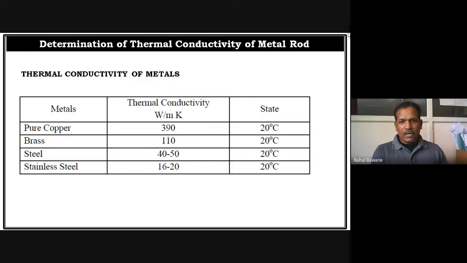Now the copper material is there in our equipment also, and for pure copper the thermal conductivity is 390 watt per meter Kelvin, calculated at 20 degrees centigrade. There are different materials, brass, steel, stainless steel, but as our equipment has copper, we will focus only on copper.